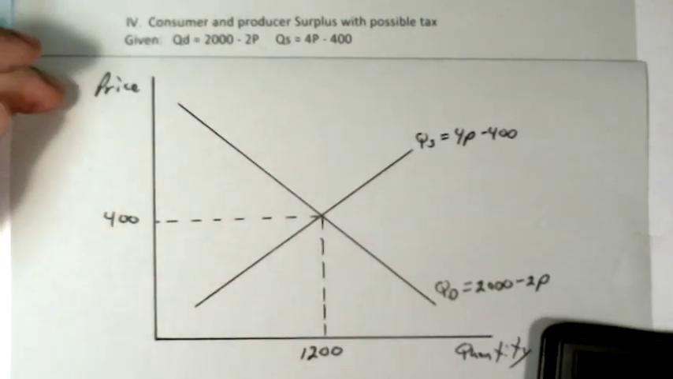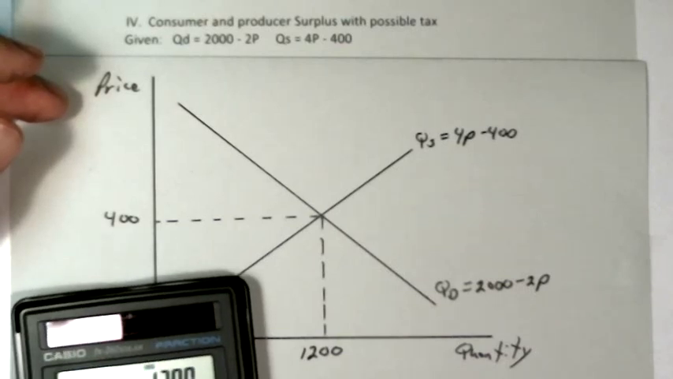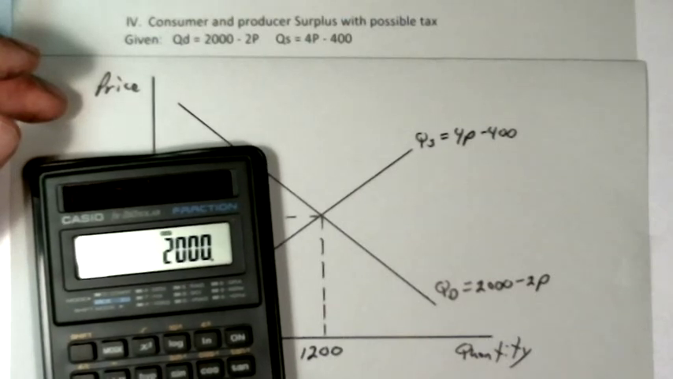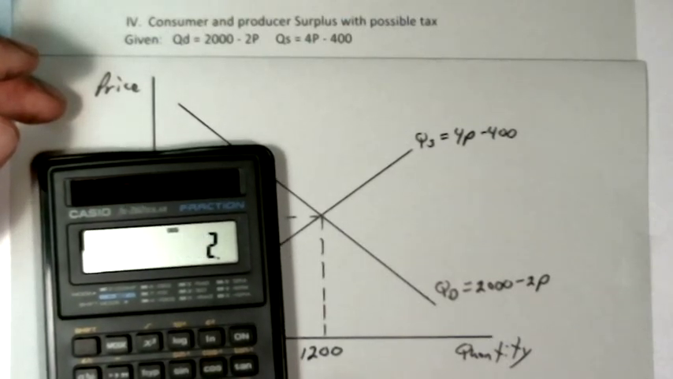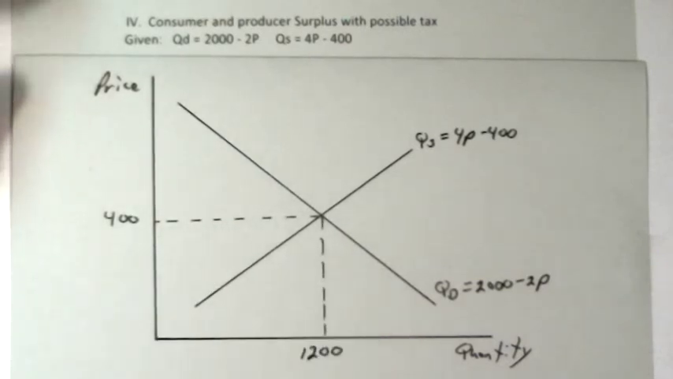And just so I can make sure I didn't mess up, that was from the supply curve. Now I'm going to do it from the demand curve. I should get the same answer. So it's 2,000 minus 2 times 400, which was the equilibrium price, and again I get 1,200. So I'm good to go.